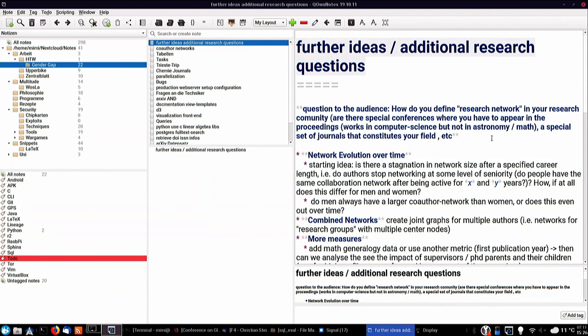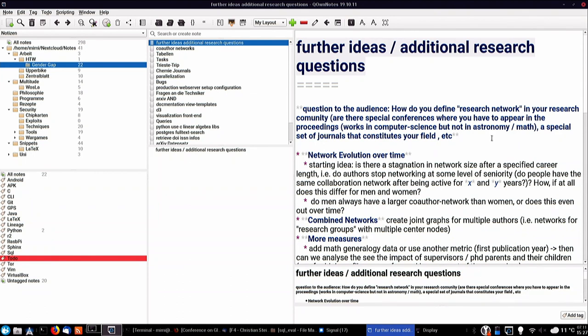And then as a next idea, that was actually the starting idea for the whole thing, we were interested in the evolution of the authorship networks over time, because the hypothesis that we got was that women stop networking at a certain seniority level and just keep their network at a constant size. That was one of the questions we would like to answer: if this differs for men and women, if men, for example, network all over their career, or if they would stop as well, and how we can see a difference.